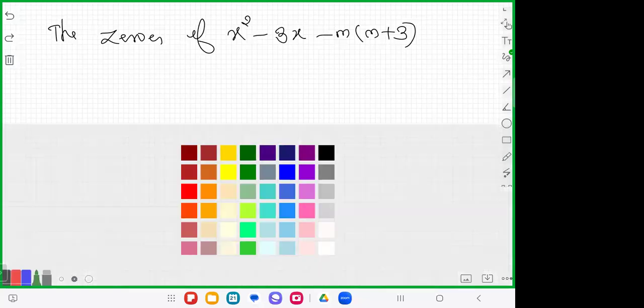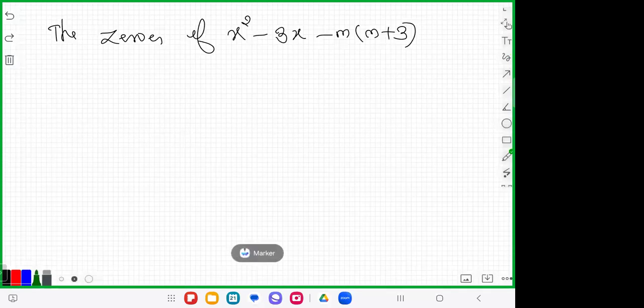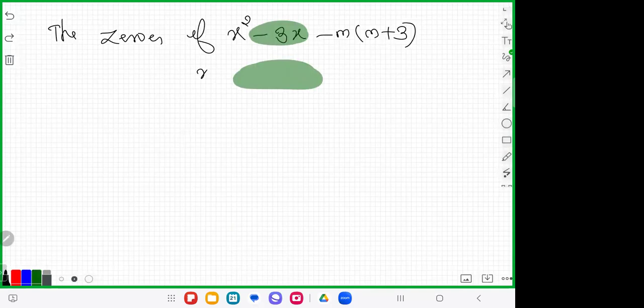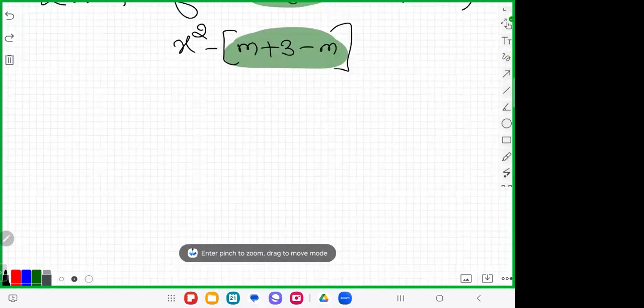I will explain. Actually, we are doing the splitting the middle term method. This is the middle term, minus 3x is the middle term. So we are splitting the middle term. Look at the method. X square is x square. Minus 3 you can write as minus of m plus 3 minus m. Is it true?